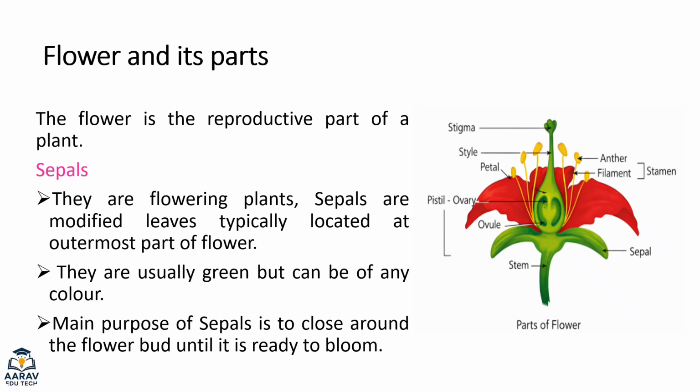The flower is the reproductive part of a plant. Sepals: Sepals are modified leaves. They are usually green. They are found on the outermost part of the flower. Their main function is to protect the flower bud.